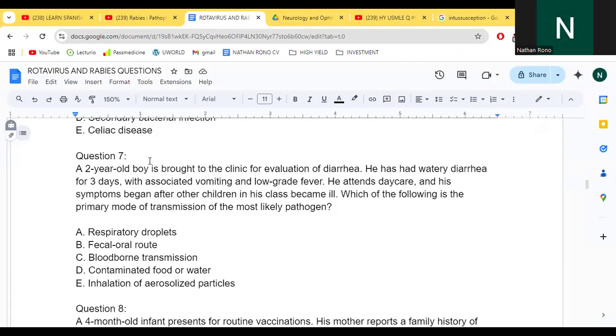A 2-year-old boy is brought to the clinic for evaluation of diarrhea. He has had watery diarrhea for 3 days, associated vomiting and low-grade fever. He attends daycare and his symptoms began after other children in his class became ill. So meaning it is highly contagious. The following is the primary mode of transmission of the most likely pathogen. Everyone should be singing here. The answer is fecal oral. See, this is why I love virology. It's very direct. If you know something, it becomes very easy.